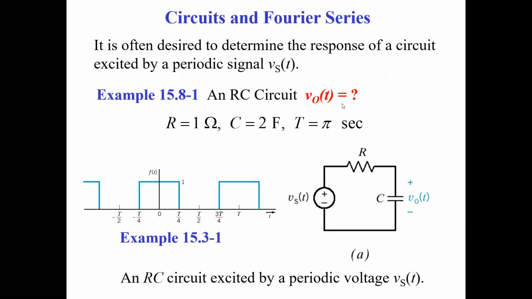So in the RC circuit, V naught is equal to what? Output voltage. R is equal to 1 ohm, C is equal to 2 farad, T is equal to pi second. And the RC circuit is excited by a periodic voltage Vs. So it is our periodic voltage, but we have to find out the output.